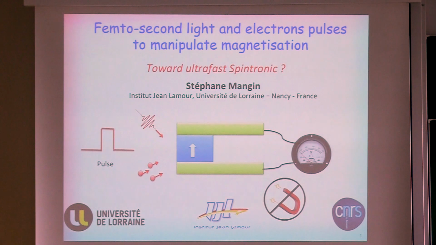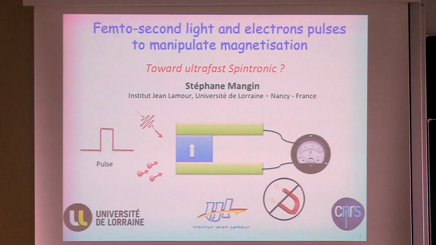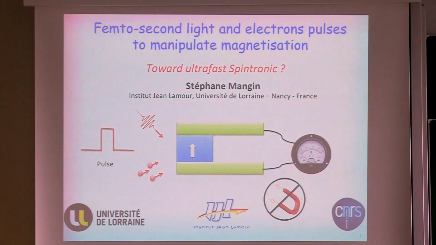It's a great conference. So indeed, what I'm going to focus on in this tutorial is to show that we've seen that we can use femtosecond light to manipulate magnetization, but we can also use electron pulses. And so we'll see that this kind of result can bring us towards ultrafast spintronics.